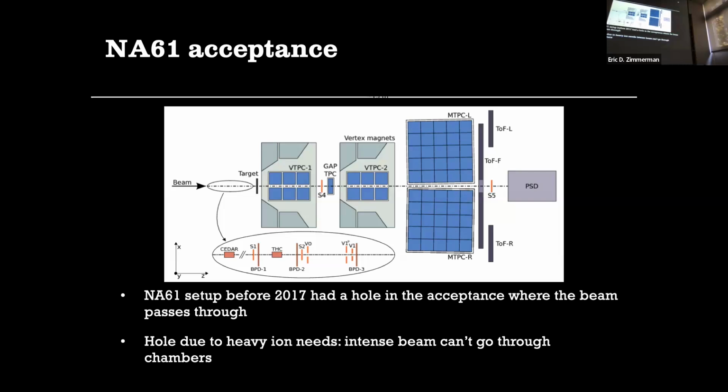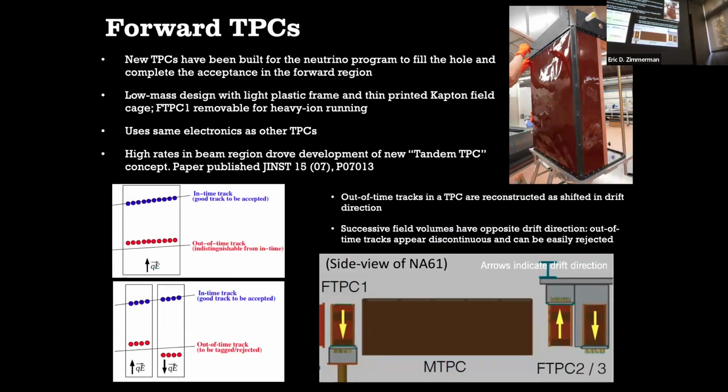So this is the NA61 setup before 2017. You can see there was a hole, except for the gap TPC, there was a hole right down the beam line. So forward particles, we actually had 0 acceptance for. This is because the heavy ion experiment has an intense beam with very high multiplicity of interaction products. So we really wanted to minimize material here for the heavy ion running. But for the neutrino running, we really want to have tracking in the forward direction because forward particles are very important for neutrino physics. So we built these new TPCs for the neutrino program.